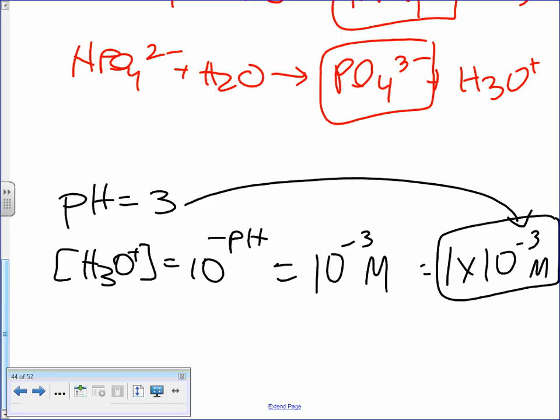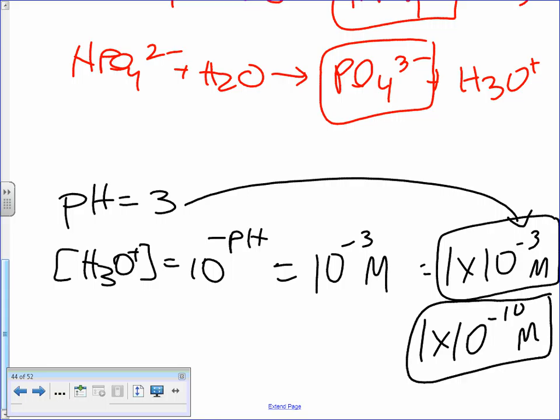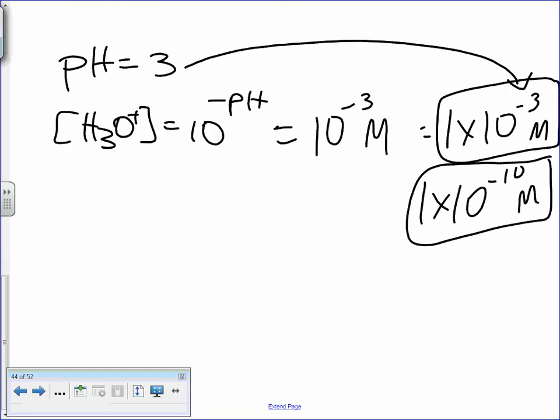And that's a lot bigger number than like part C. Part C's concentration of hydronium would be 1 times 10 to the negative 10th. That's a lot smaller. Well, that makes sense. pH 10, is that acidic or basic? That's basic, right? We should have very few hydroniums, and we do, in the negative 10th. Versus pH 3, which is acidic, we should have a lot of hydroniums, and that's what we do. We have 10 to the negative 3rd.